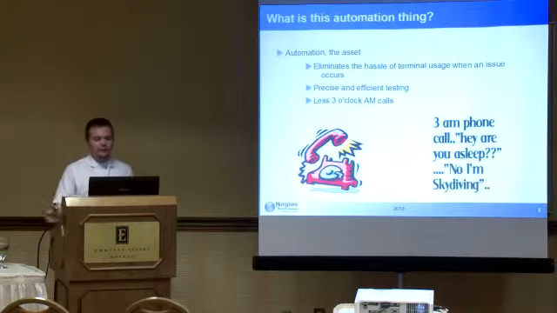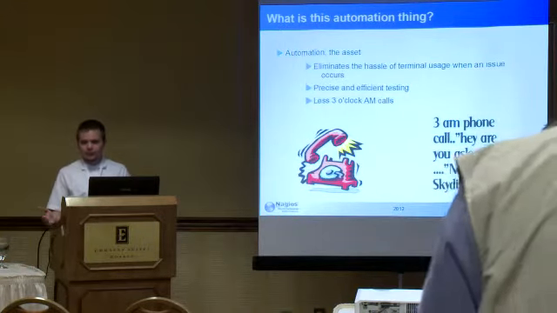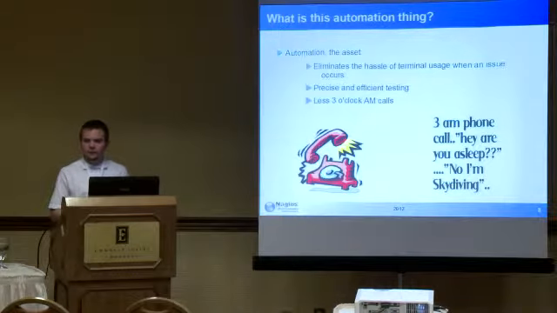All right, so automation, the asset. One of the things it does is it eliminates the hassle of terminal usage when an issue occurs. So you don't have to go running down to the server room and hop on the terminal and try to figure out what's going on. A lot of things that have to do with that, just short, easy things you can fix, can be done through automation and event handlers with Nagios. It offers precise and efficient testing.